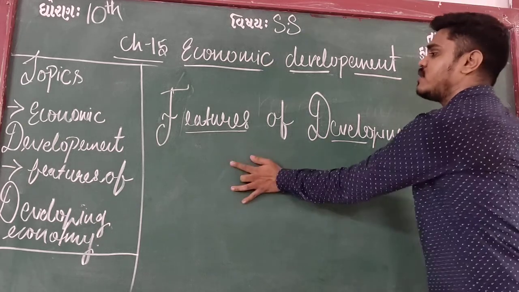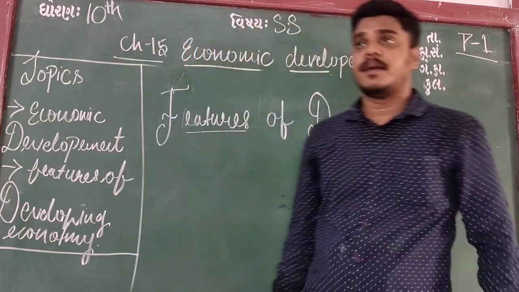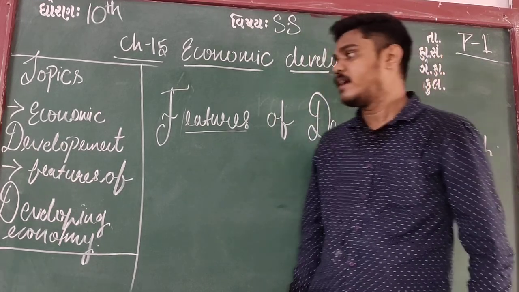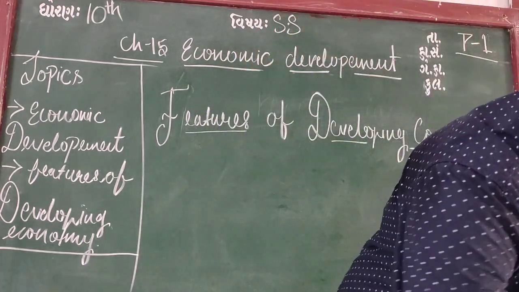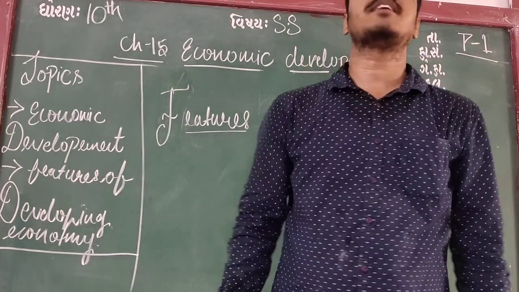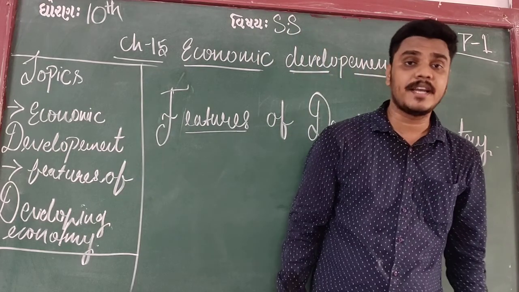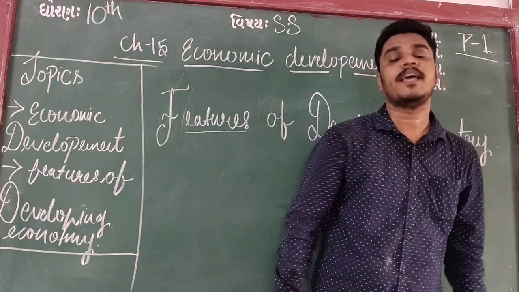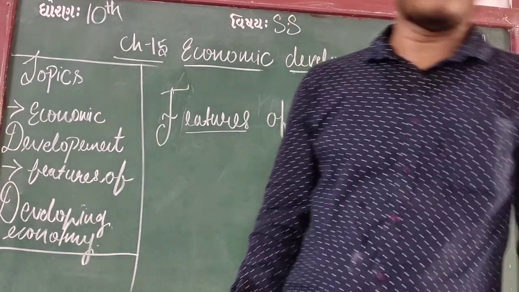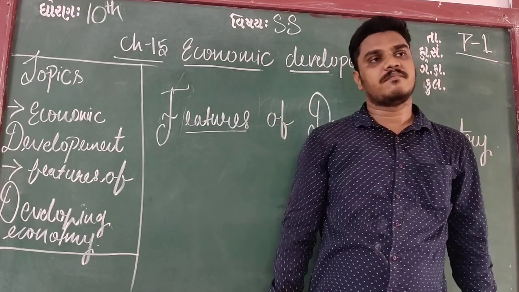Now we will discuss the features of a developing country. Yes, India is a developing country. How can we say that? We will discuss this properly with all the important points. First, India is a developing country because, according to the World Bank in 2004, a country with less than $735 per capita income annually can be considered a developing country. And our per capita income is less than $735. You can understand how bad it is.